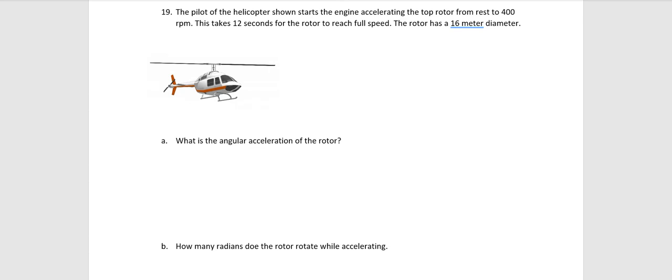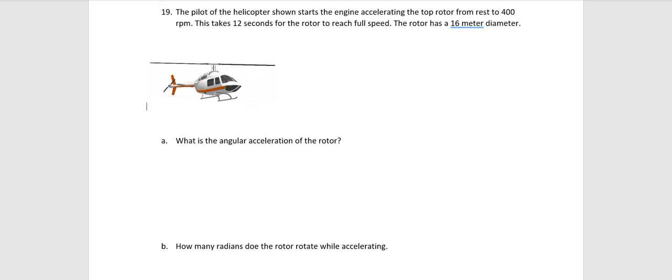Number 19, helicopter blade. So the pilot turns on the engine, accelerating the top rotor from rest to 400 RPM. So we're talking about this thing right here in the picture, taking 12 seconds for the rotor to reach full speed. The rotor has a 16-meter diameter. Keep in mind that's this.